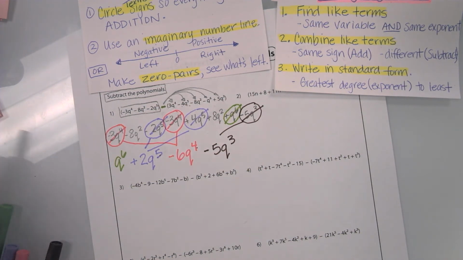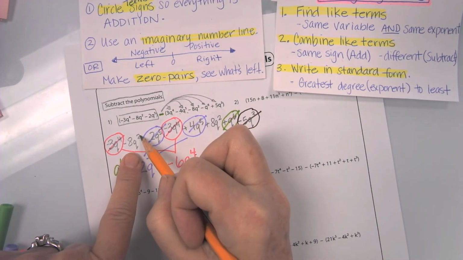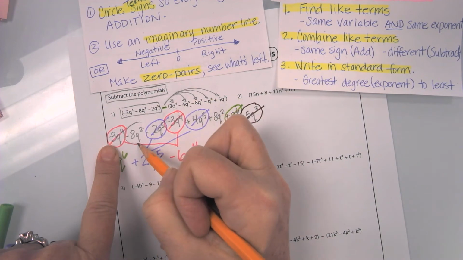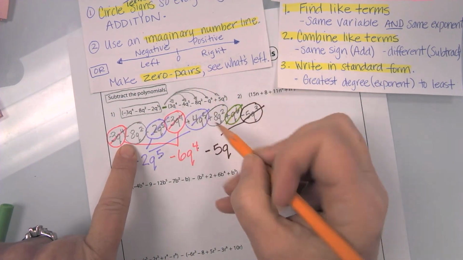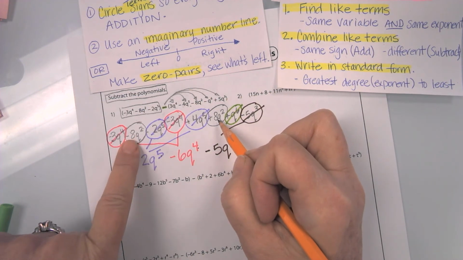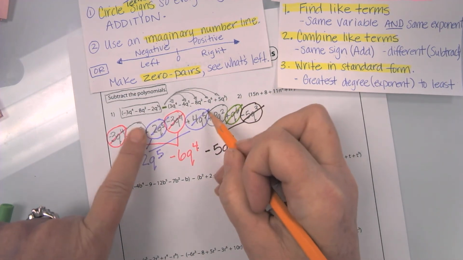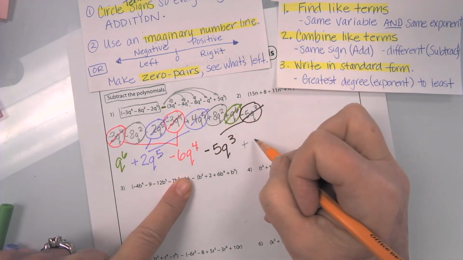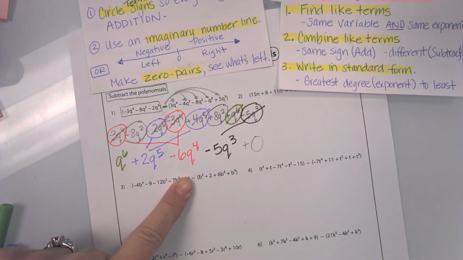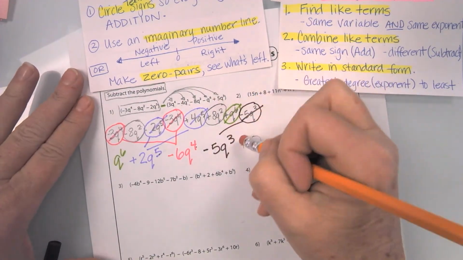And last one, I have a q to the 2nd. That's a negative 8q to the 2nd and a positive 8q to the 2nd. Oh, that's interesting. I have a negative 8 and a positive 8. That means I'm going to end up with a 0. So in our mind, this is what we're doing. It's plus 0. But as mathematicians, we don't need to do that.